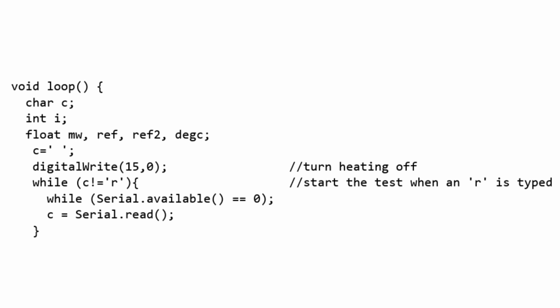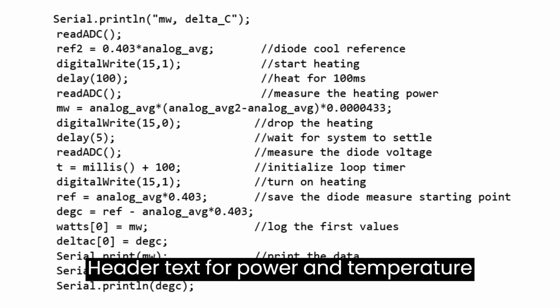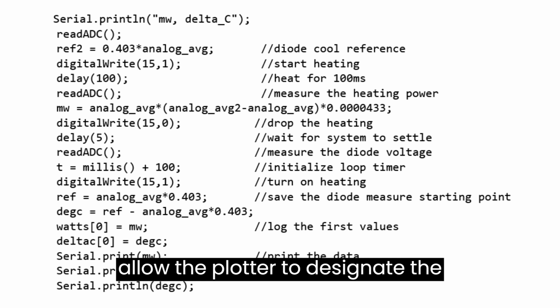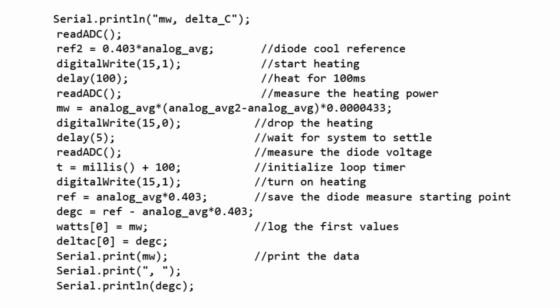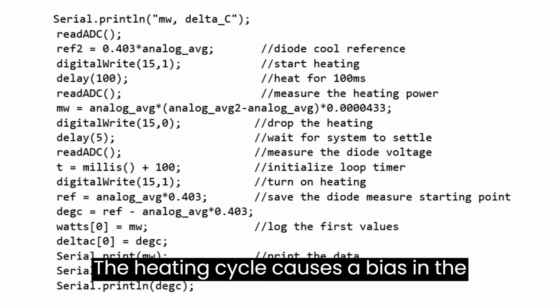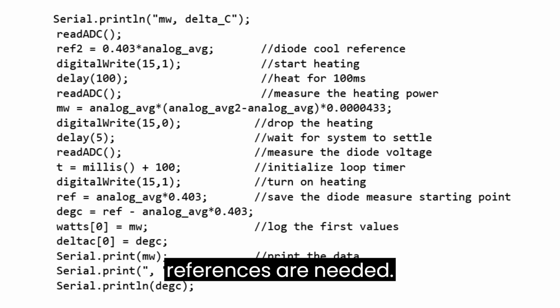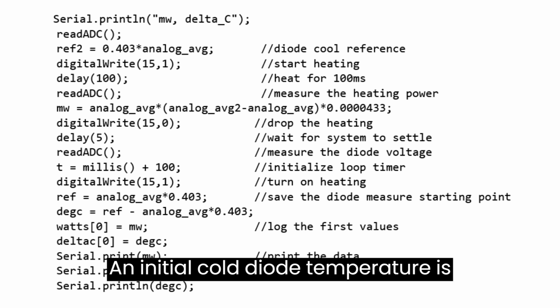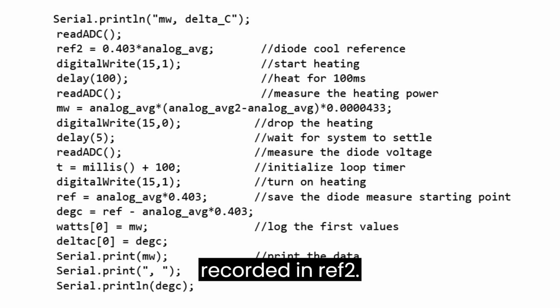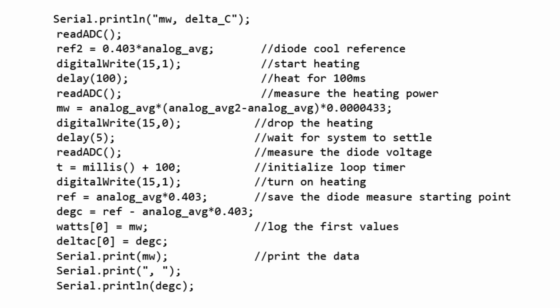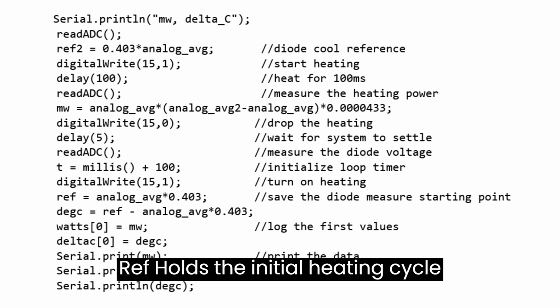The first function of the main loop is to wait to start. Reception of a lowercase r begins the test. Header text for power and temperature allow the plotter to designate the plotted values. The heating cycle causes a bias in the measurement, and two different zero references are needed. An initial cold diode temperature is recorded in Ref2. Ref holds the initial heating cycle start.